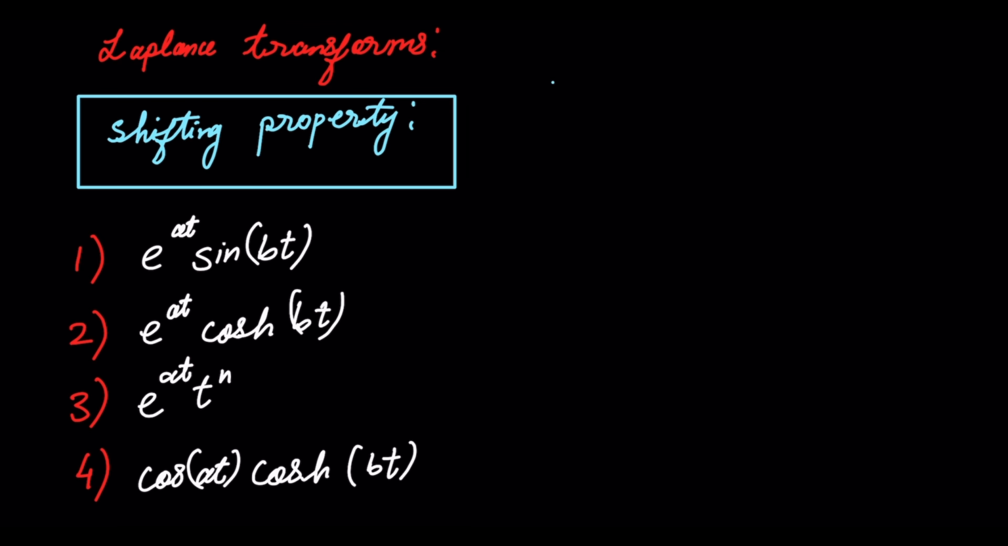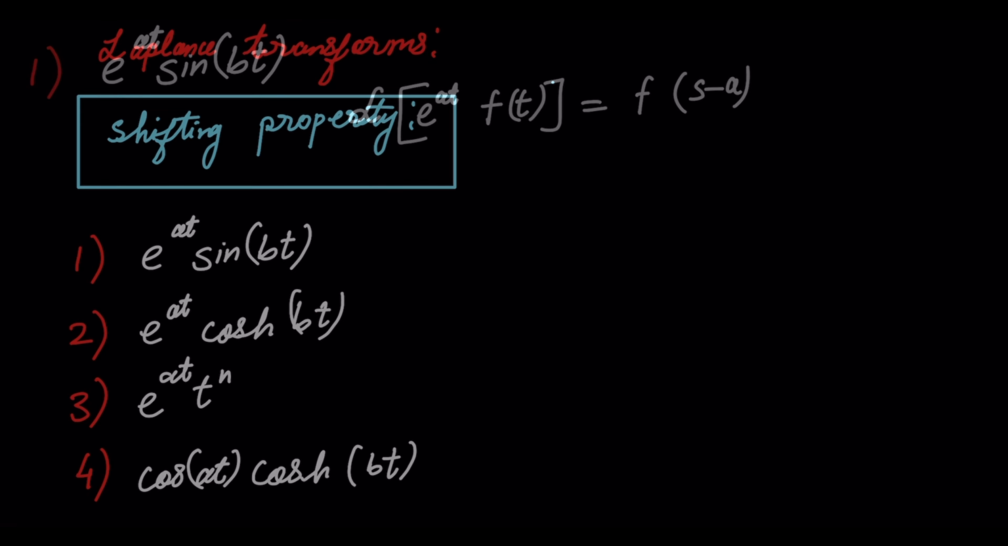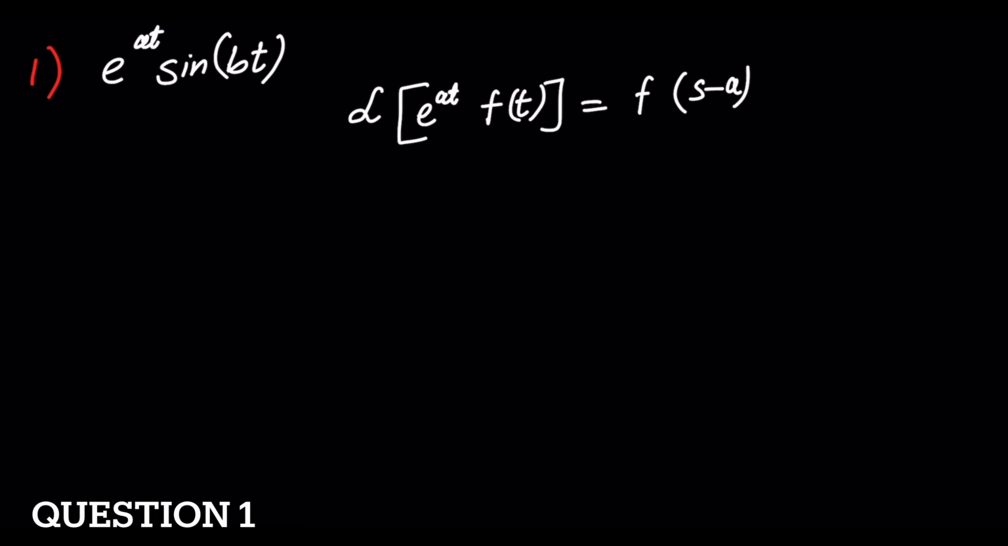Let's move on to the first example. Now, we are going to apply the shifting property onto this. This is a standard form of the shifting property, where e power at is given here, and sine of bt is equal to f of t. So first, we will be taking the Laplace transform of f of t and replace every value of s with s minus a.